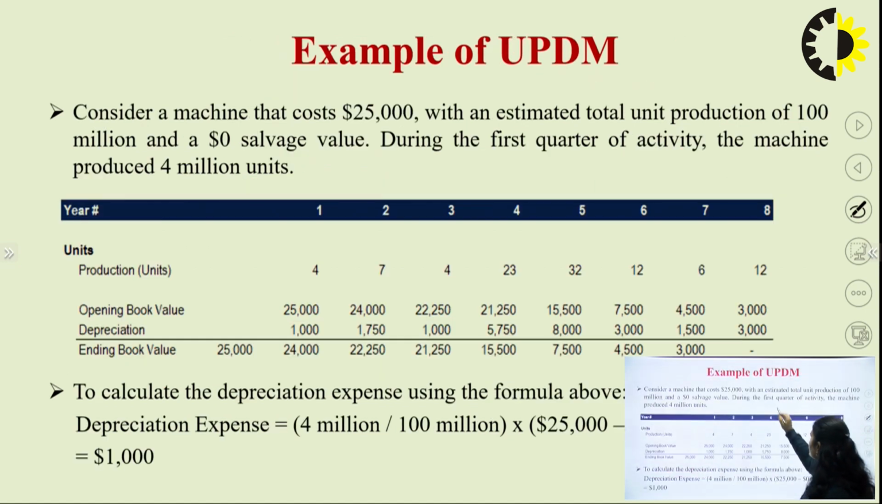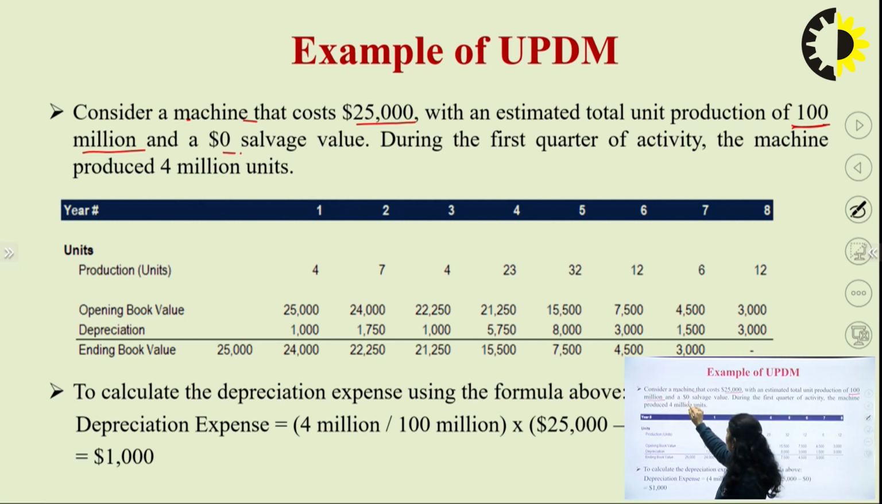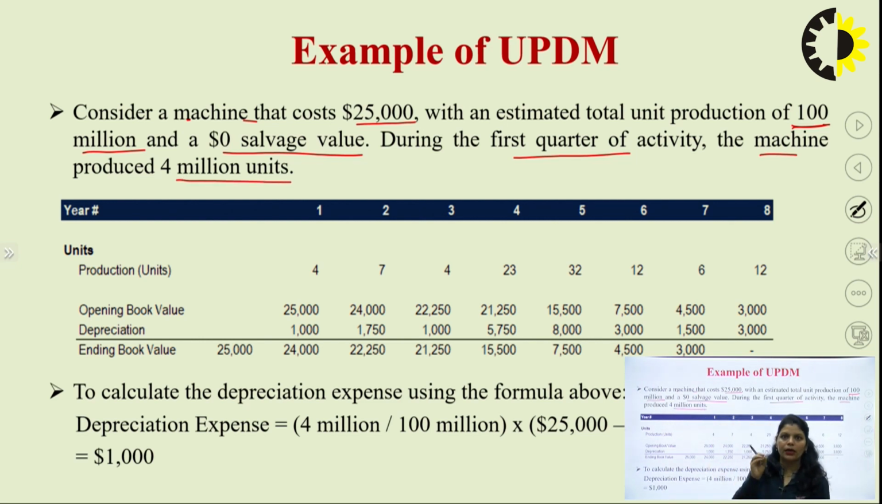So, we will discuss one example here. We can see here that we are considering a machine which cost $25,000. So, this will be the cost of that particular machine, with an estimated total production of 100 million. So, this 100 million is the total production, and the salvage value is given as $0. During the first quarter of activity, the machine produced 4 million units. So, for a particular duration, the first quarter, what is given?